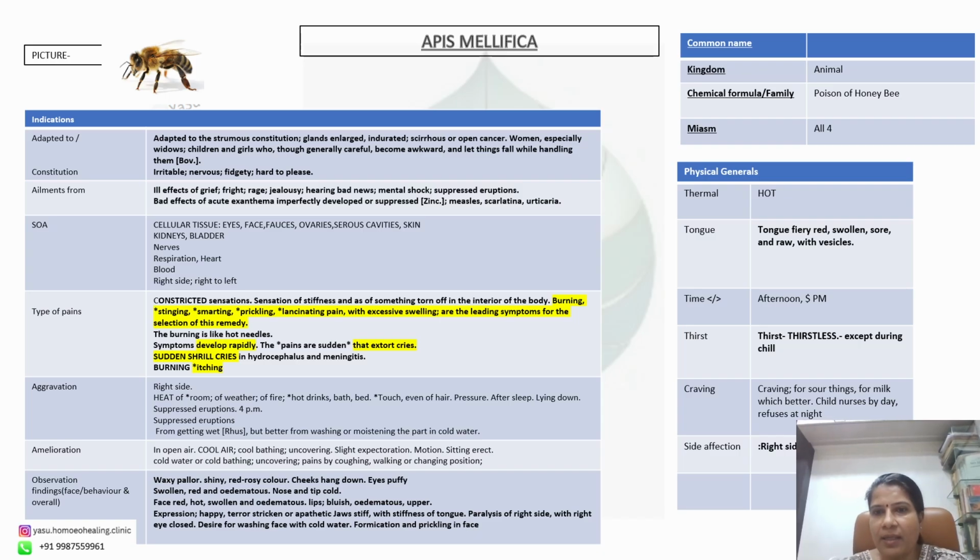It is a hot remedy with tongue fiery red. You know, there is a fiery red tongue, swollen, sore and raw with vesicles. So redness, swelling and heat runs through and through Apis. Aggravation 4 p.m. Thirst: it is a thirstless drug. Throughout all complaints, the patient is thirstless except during chill, and craving for sour things and for milk, which makes him feel better. Child nurses by day and refuses at night, and side affection is right side.